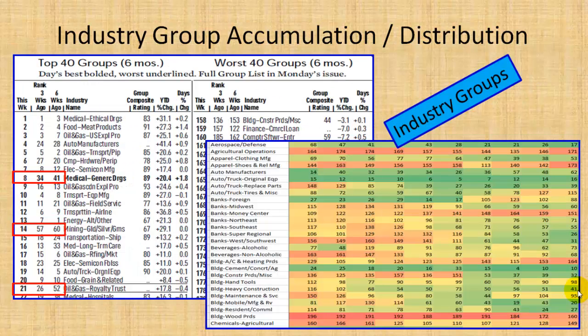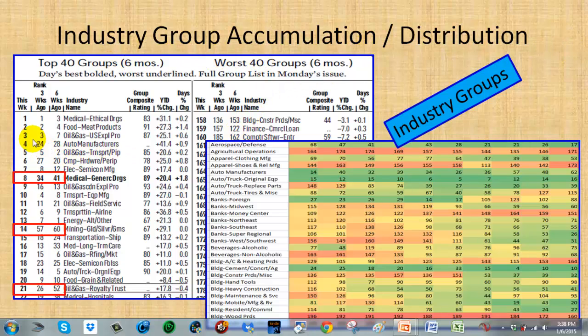You will also find industry group accumulation and distribution information in the IBD paper. You can quickly find which industry groups are in the top 40 and the bottom 40. When reviewing this feature, you'll notice that they give you this week's industry group rank, 3 weeks ago, and 6 weeks ago. What you want to see is acceleration. You want to see the industry group moving up in the ranks.